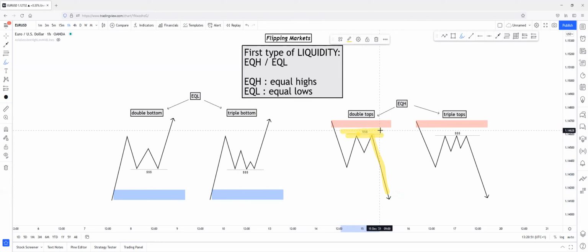And yeah, that's basically all. You have triple taps also, which is the same as the triple bottoms, just on the other side, on the seller side.